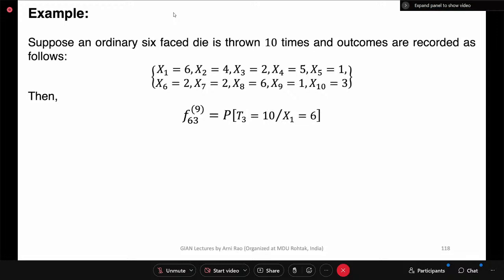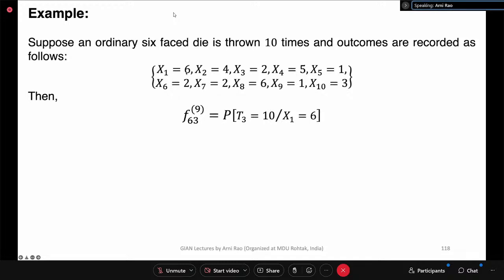Suppose an ordinary 6-faced die is thrown 10 times and the outcomes are recorded as follows. Suppose x1 equals 6, x2 equals 4. The 10 times you throw a die, these are the outcomes. Then take F639 as an example.